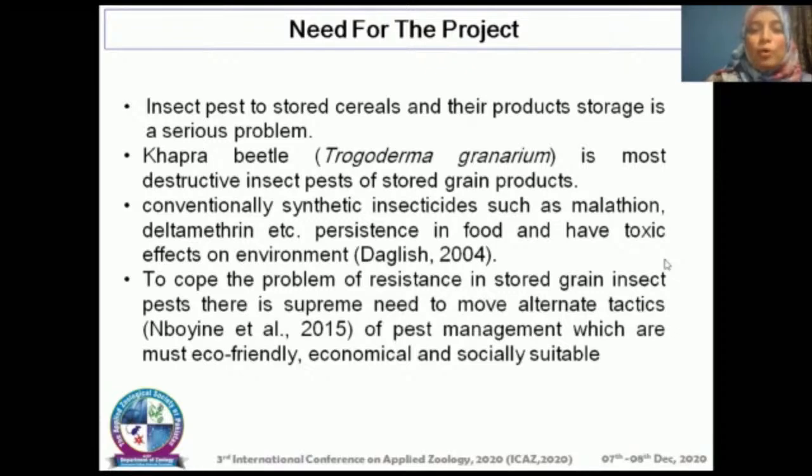The khapra beetle is the most destructive insect pest of stored grain products and prefers hot, dry conditions, and is often found in stores of food and grains, seed, processing plants, etc. In many countries of the world, management of insect pests is mostly done by conventional synthetic insecticides such as malathion, deltamethrin, etc. that persist in food and have toxic effects on the environment. So to cope with the problem of resistance in stored grain insect pests, there is a supreme need to move to alternate tactics of pest management, which are most eco-friendly, economical, and socially suitable.